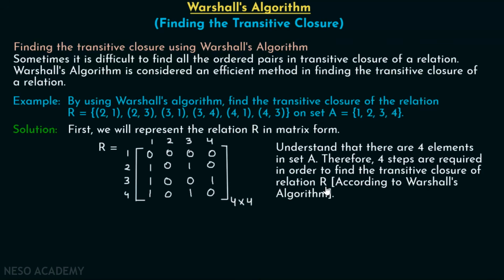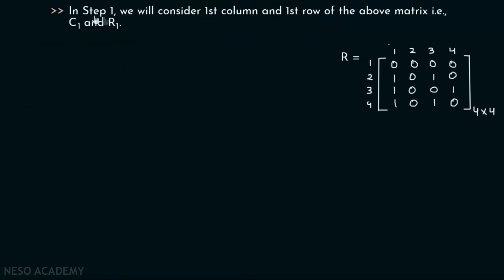Now we will discuss all 4 steps one by one. Here is step number 1. In step 1, we will consider the first column and first row of the above matrix. I have redrawn the matrix here. We have to consider the first column and first row of this particular matrix. Let me represent the first column by C1 and the first row by R1. So C1 represents the first column and R1 represents the first row.